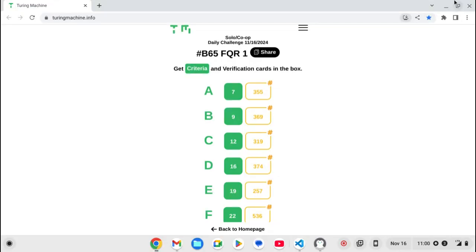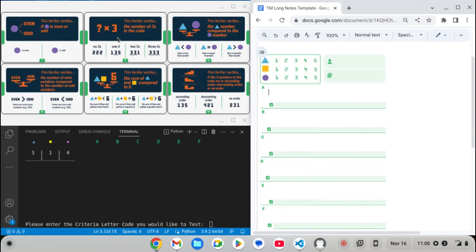Let's go solve. So in the grid above, we've got our 6 criteria cards. On the top row, we've got criteria card A, criteria card B, and criteria card C. On the bottom row, we've got criteria card D, criteria card E, and finally criteria card F. Criteria card A takes a look at our last digit, the circle digit, and the Turing machine will let us know whether its value is an even digit or an odd digit.